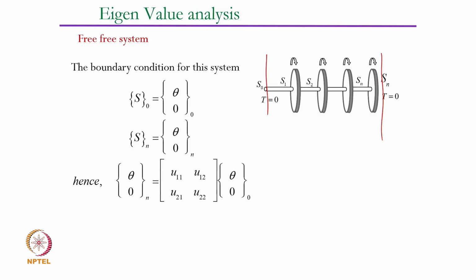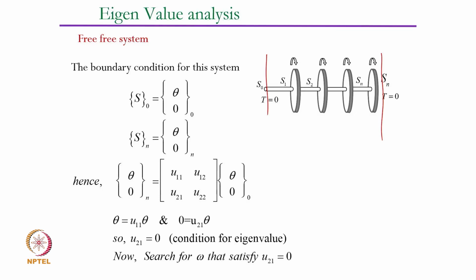And if that is the case, then you know what will happen. U21 will be 0, and then the same process will apply. Figure out where the roots are crossing and changing their signs. So finding what element is to be 0 is like finding your characteristic equation.